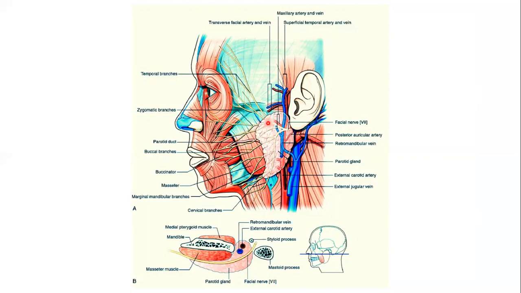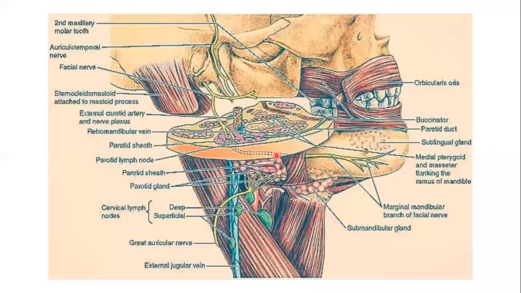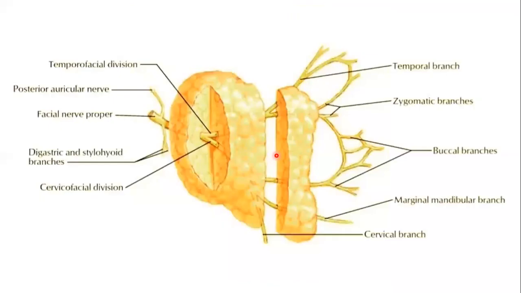These are the arteries related over here, and now focus on this retromandibular vein. This is the retromandibular vein. I already showed you in the other picture. You can see here, this is the retromandibular vein, right? And here it divides into anterior and posterior veins, anterior vein and posterior vein. So these are some facts about that.